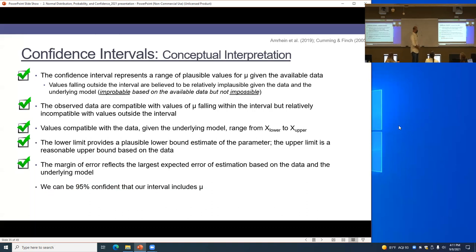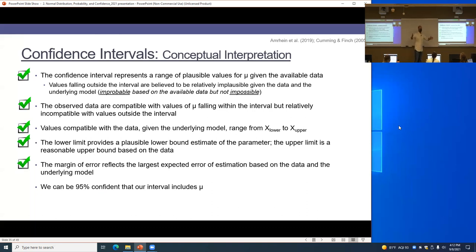Yeah. So again, this is what we say, we can be 95% confident that our interval includes the mean. Again, what this implies is that the population parameter is a variable. 95% of the time, it's, let's say, what's the lower bound of your confidence interval, Sam? Say a number. Five.